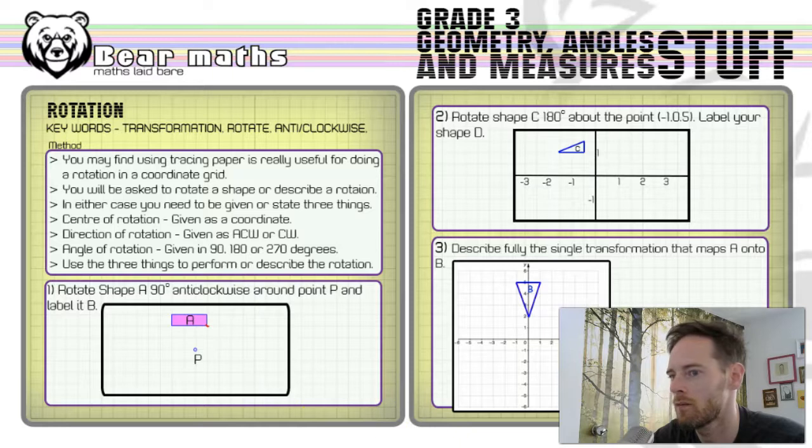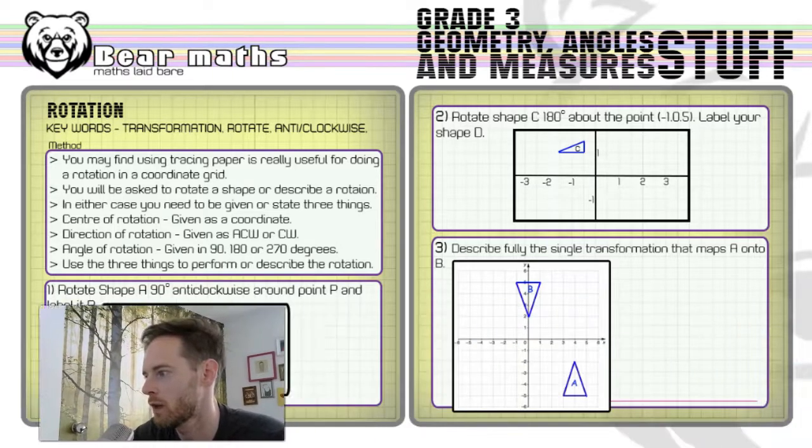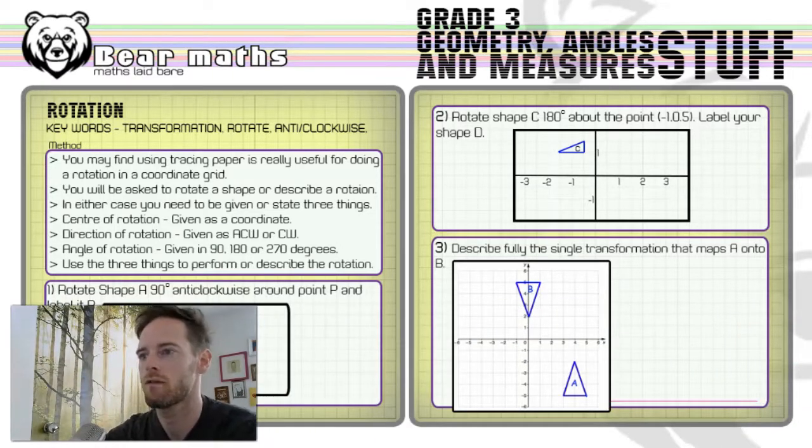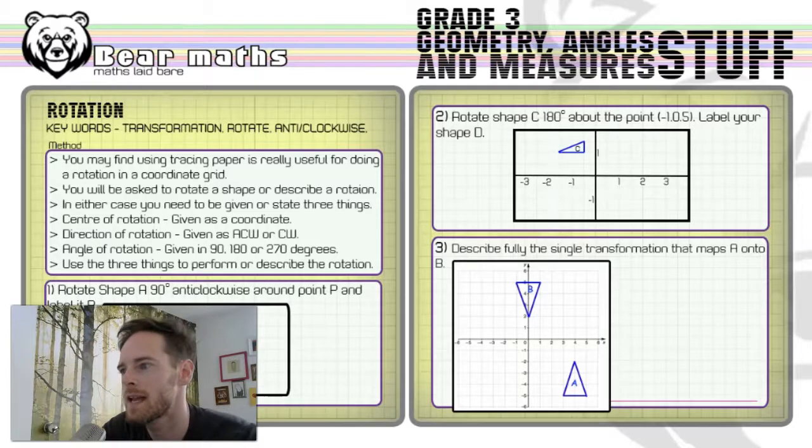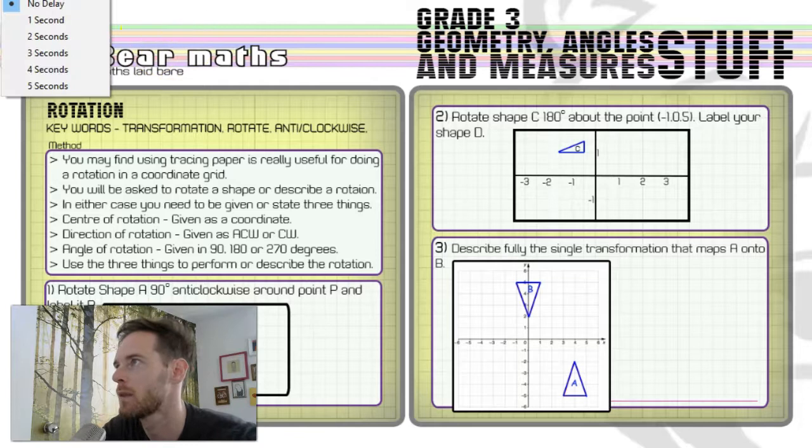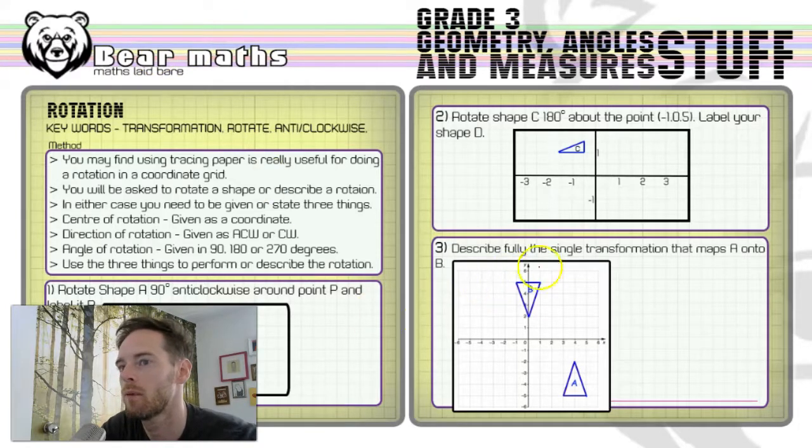Okay, so I'm going to need my pen for that. All right, moving myself over there. Describe fully the single transformation that maps A onto B. Mapping A onto B is basically how you get from A to B. So I'm just sorting out the old pen here. If we're describing it fully, we need to describe it using those 3 things that I mentioned earlier.